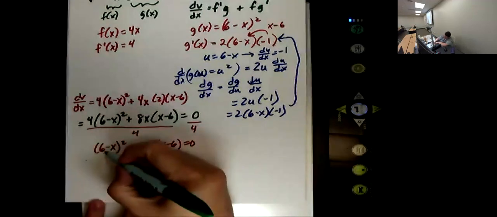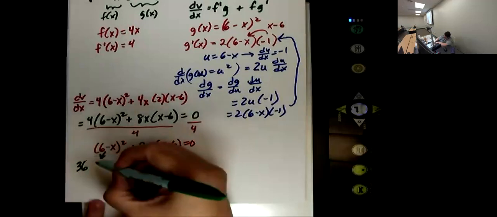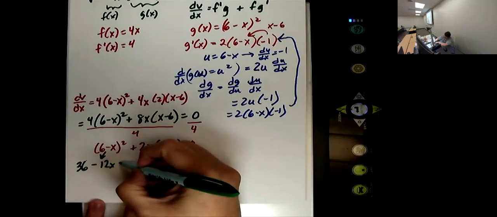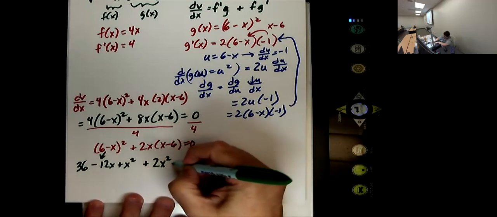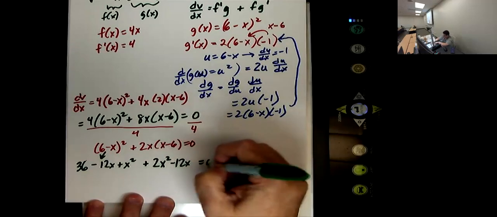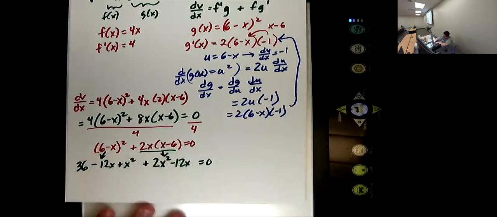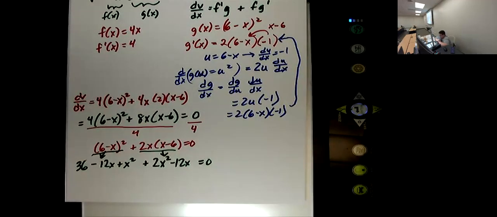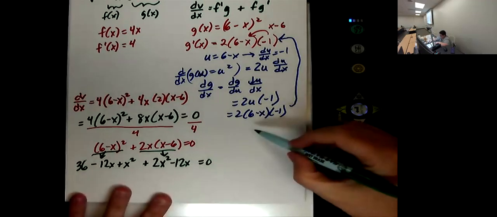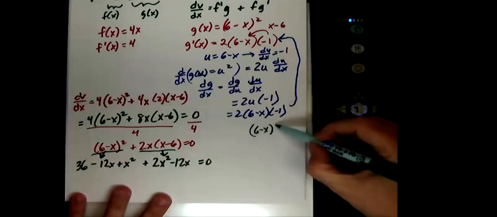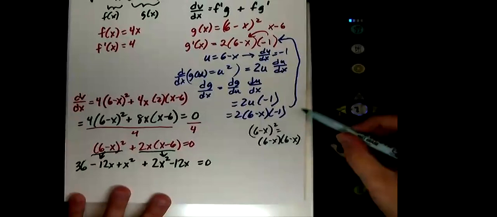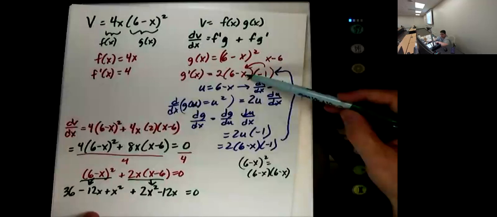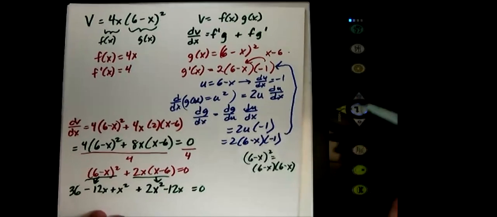I multiply this out, this is the 36 minus 12x plus x squared. And this is plus 2x squared minus 12x. Because don't forget, I have a minus. Question: isn't it supposed to be like a negative 1 for dv/dx? I multiplied it into the 6 minus x and it changes the signs of everything. Oh yeah, I see. All right, thank you. No problem.